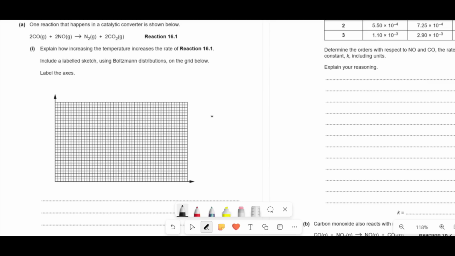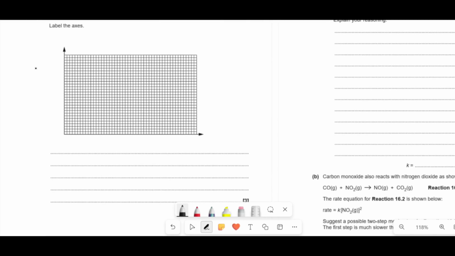One of the reactions that take place in a catalytic converter is shown below. Then it asks: explain how increasing the temperature increases the rate using a Boltzmann distribution. Sketch it and label the axes. On this axis, it's always your number of molecules or particles, and then here is your energy.